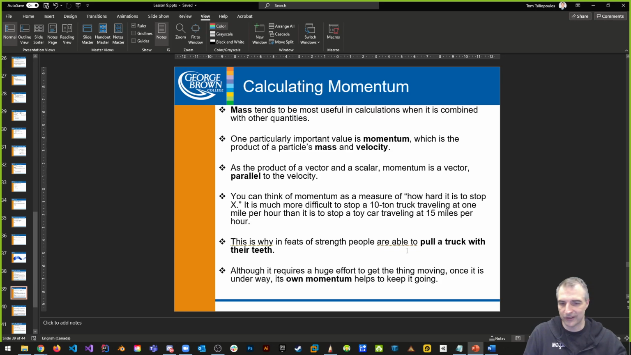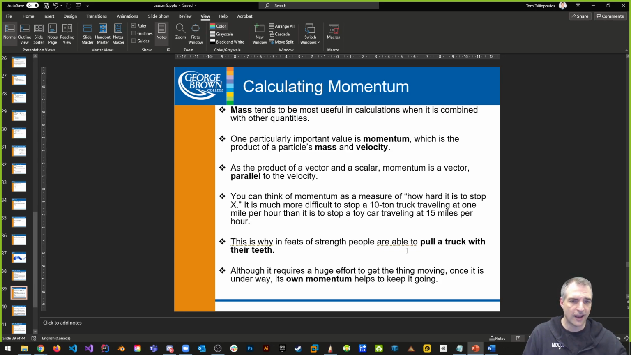Because a toy car has very little mass. It doesn't matter how fast it's going. Well, it does, but it's not going to be the same amount. Whereas a truck is much more massive, and if I'm traveling at 10 miles an hour, or even 1 mile per hour, it's going to be way more difficult to stop because of the mass and velocity. When you multiply mass and velocity together, you get a much bigger momentum.